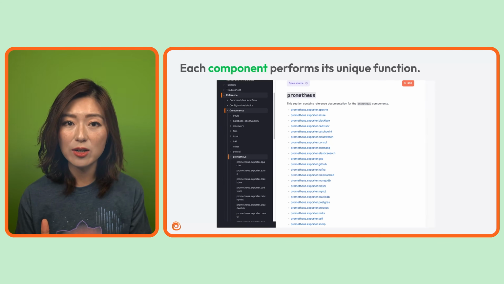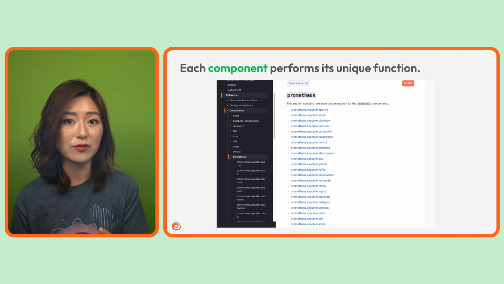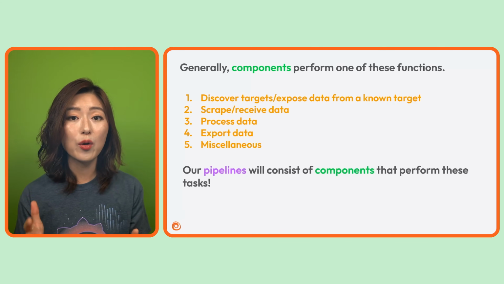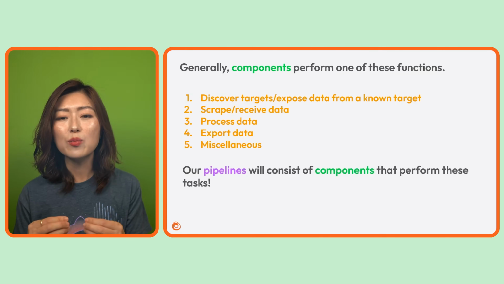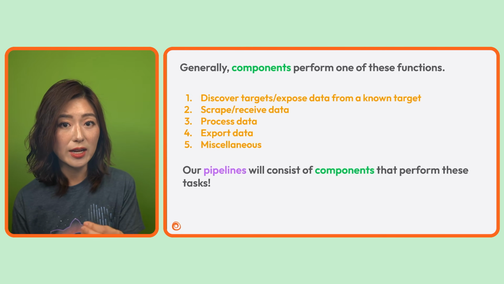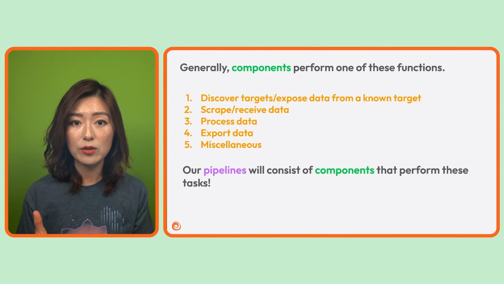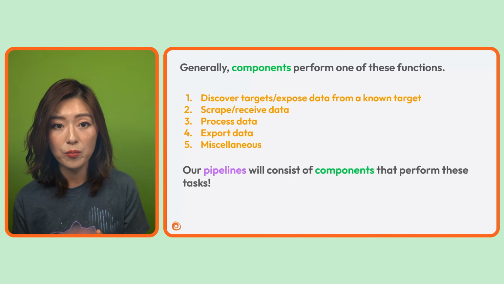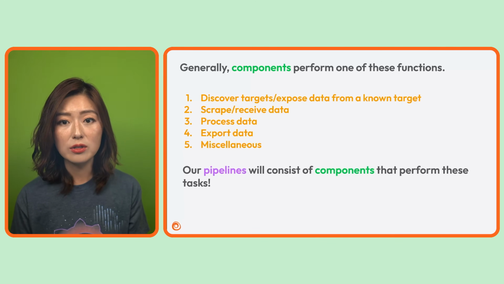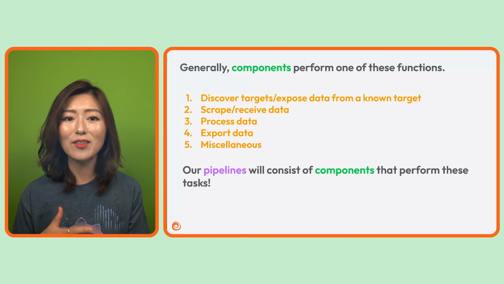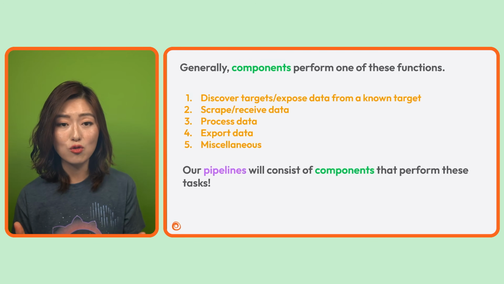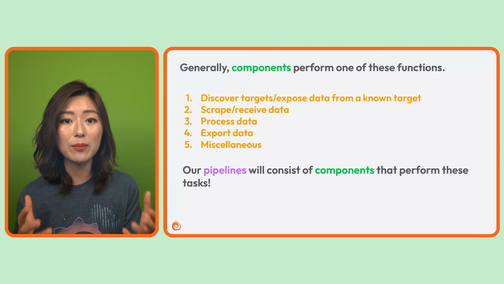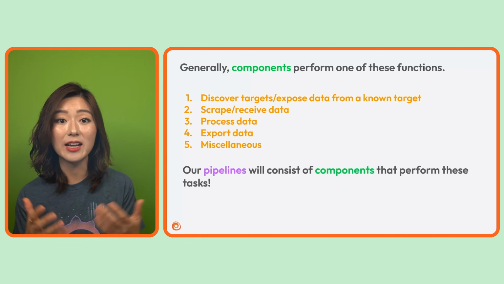Now, under each ecosystem, we'll find components that handle different functions. Generally, components perform one of these functions shown here. Depending on what we're working with, we'll use components that discover targets or expose data from a known target. Some components scrape or receive data, others process it, and some export it to where it needs to go. There are also miscellaneous components that do all sorts of things, like reading a file and exposing the contents to other components, or fetching more Alloy config from a remote source. Basically, our pipelines will be built by putting together components that handle these different tasks.